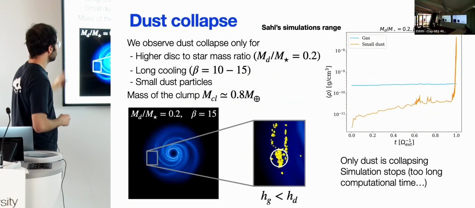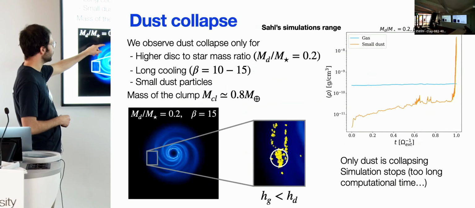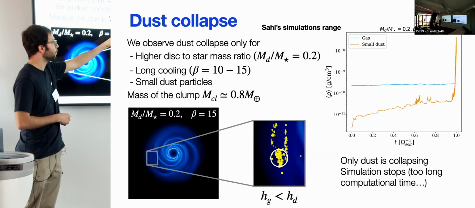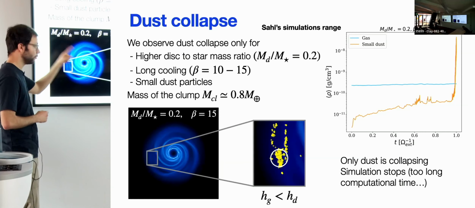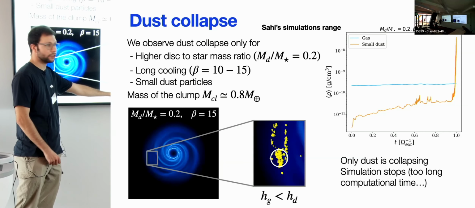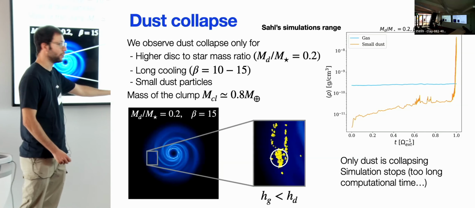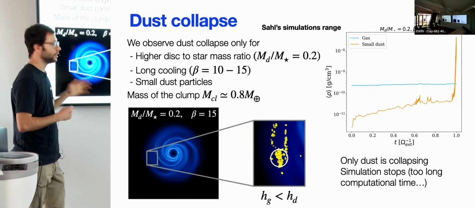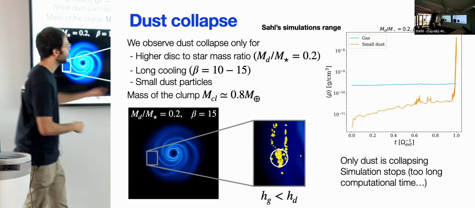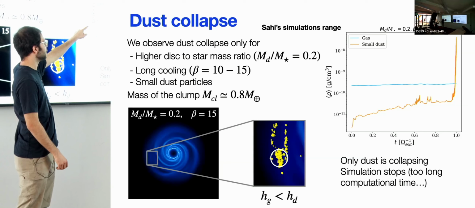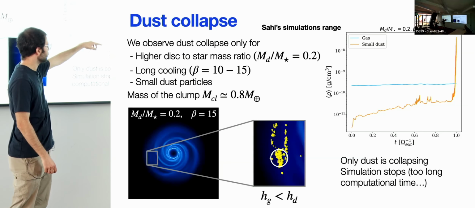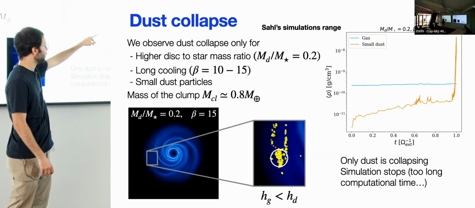This is an example of a simulation where we found dust collapse, and we find a mass clump of 0.8 Earth masses. We are able to resolve it, and we have also verified that the smoothing length of the gas is smaller compared to the one of the dust, in order to be sure that it is physical collapse and not artificial. In this plot, I am showing the average density of gas and small dust particles, and you can see that the collapse is happening only on dust particles.